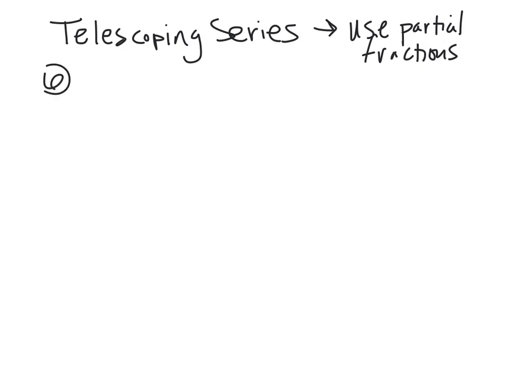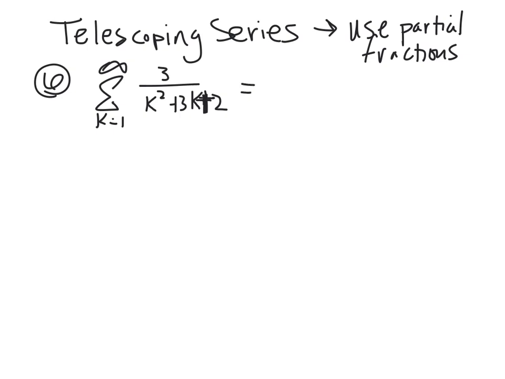So this is example 6. The sum from k equals 1 to infinity of 3 over k squared plus 3k plus 2. Okay, so the first thing I want to do is take that 3 that's on top and pull it out in front. So we're going to have 1 over k squared plus 3k plus 2.